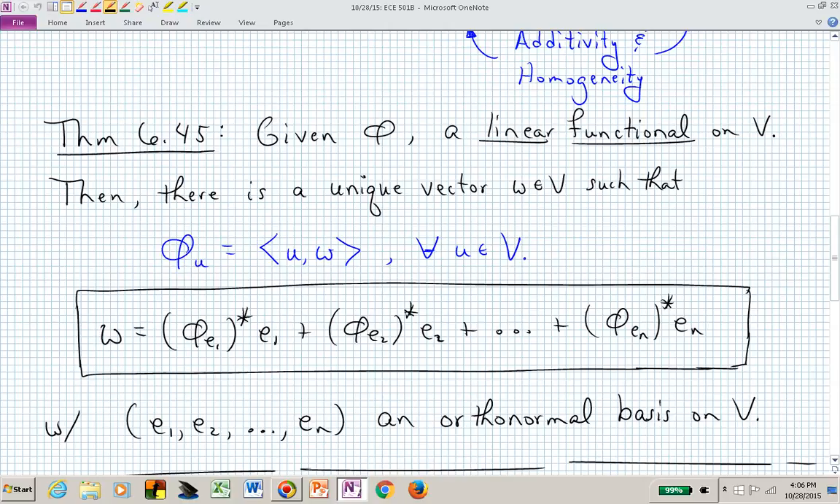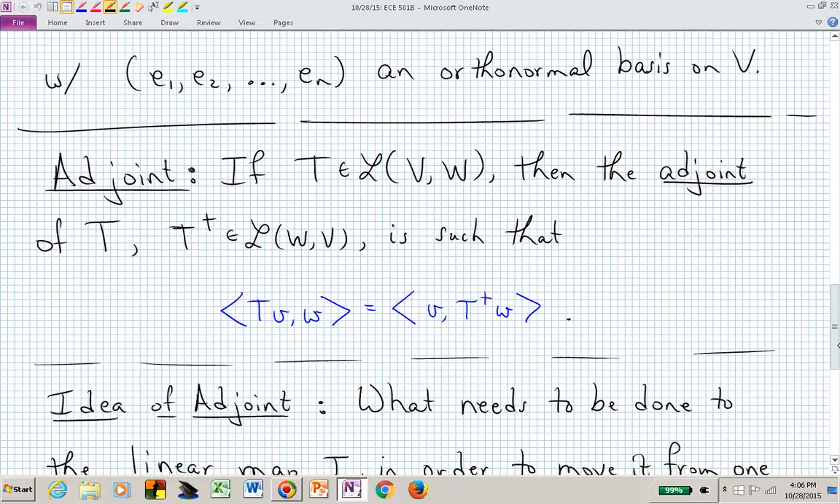And if it's a unique vector W, one of the interesting properties is it really doesn't matter what you start out with for your orthonormal basis on V. We could have two different orthonormal bases on a vector space V, and if you follow this formula, they will both give you the unique W that this particular theorem is claiming. And we showed last time that indeed it was a unique vector W.